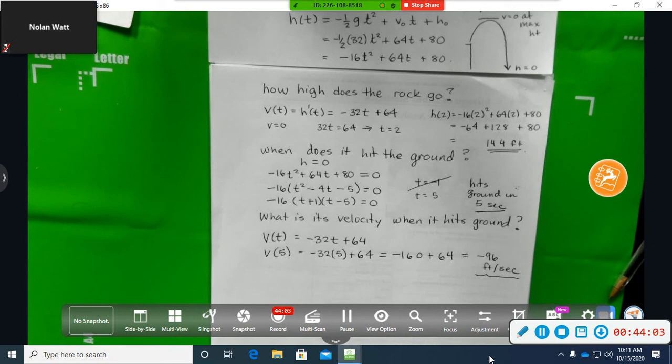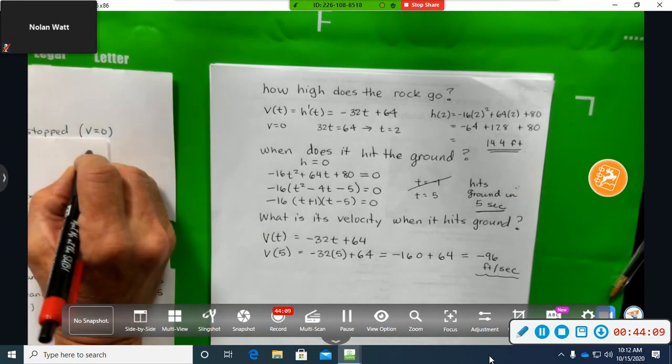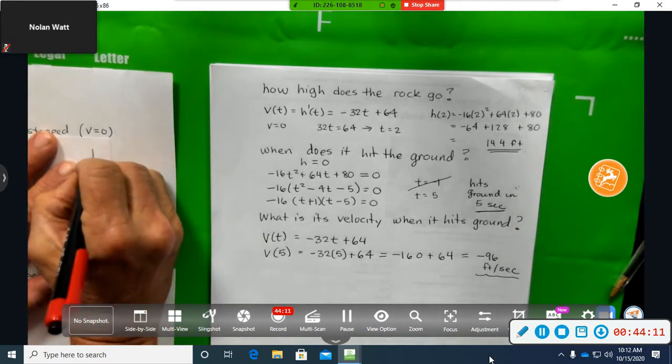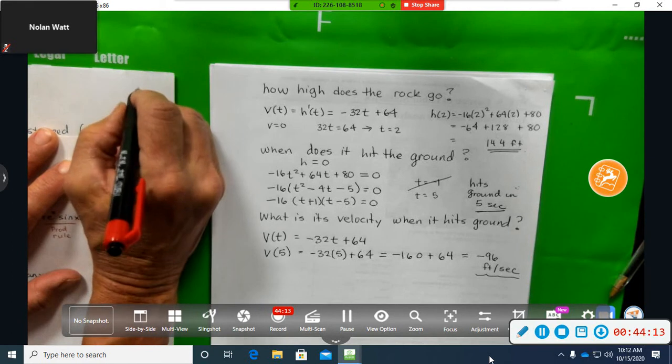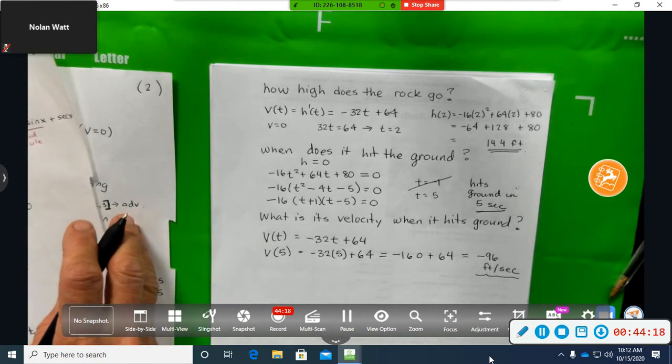So let's do a couple of examples taking the derivatives using the chain rule. Does any of this help you, or is this too redundant? Do I need to... You like it?